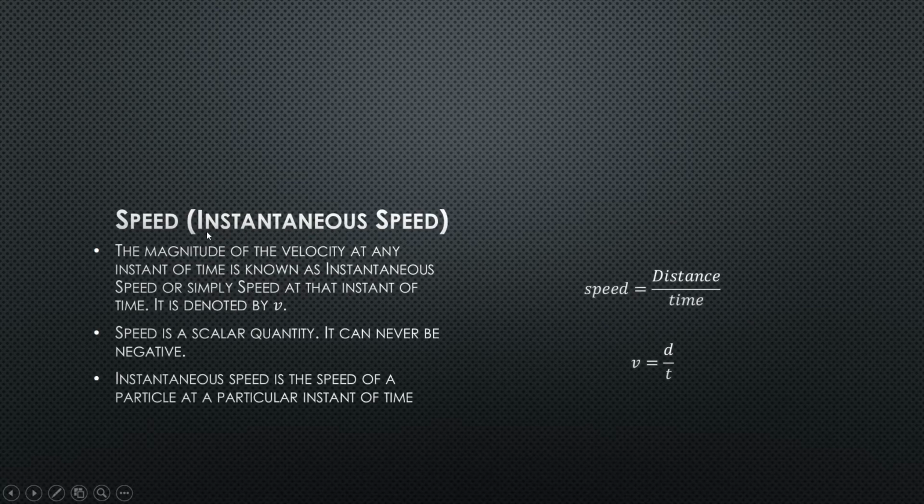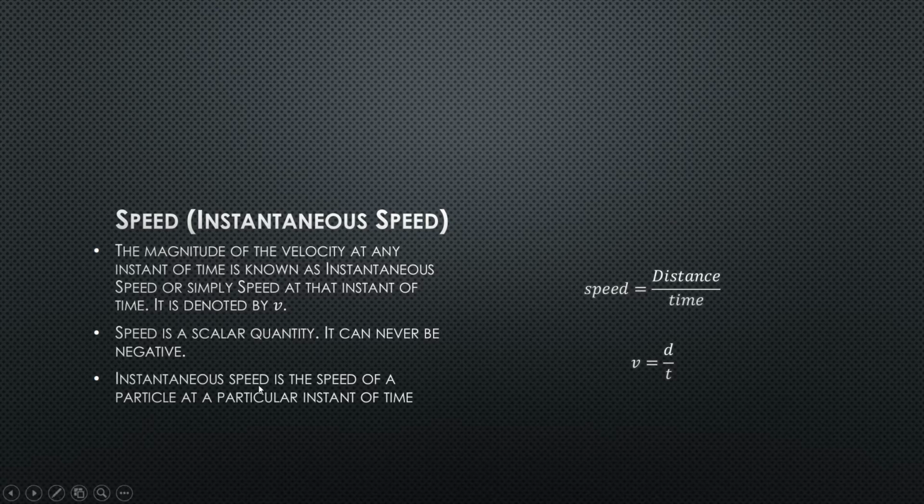So when we say speed or instantaneous speed, it is simply the magnitude of the velocity at any instant of time, known as instantaneous speed, or simply speed. It is denoted by a similar small letter v. Speed is a scalar quantity. It can never be negative, while velocity is a vector quantity. When we say vector quantity, it has magnitude and direction.